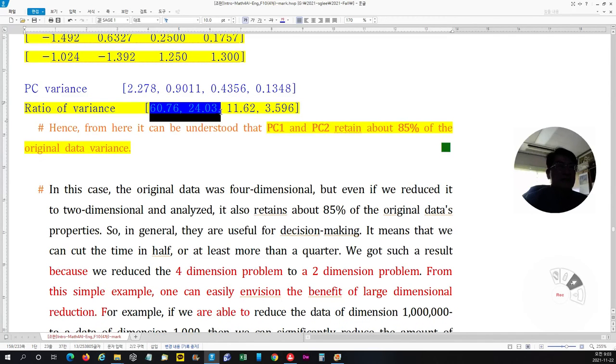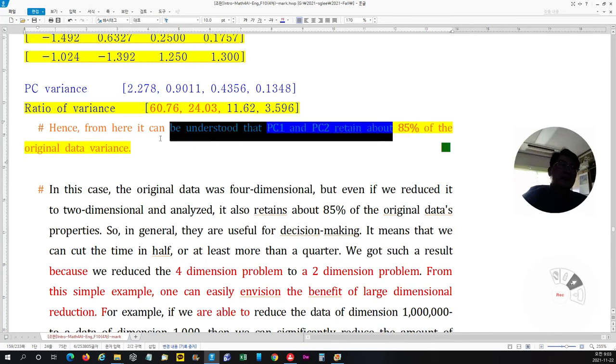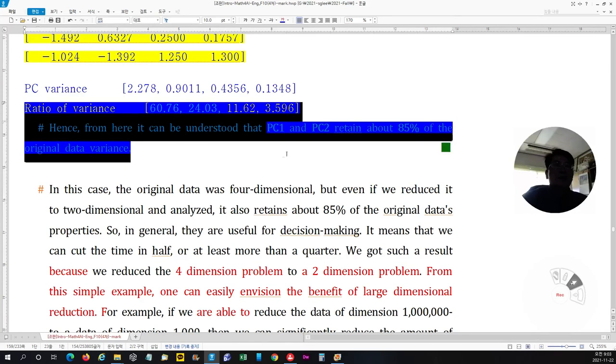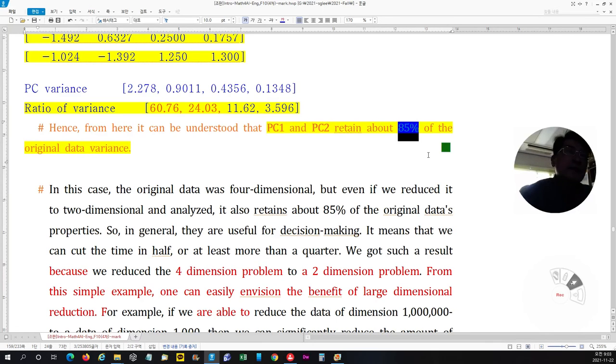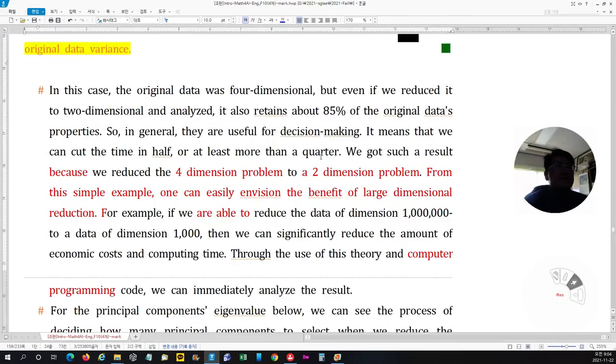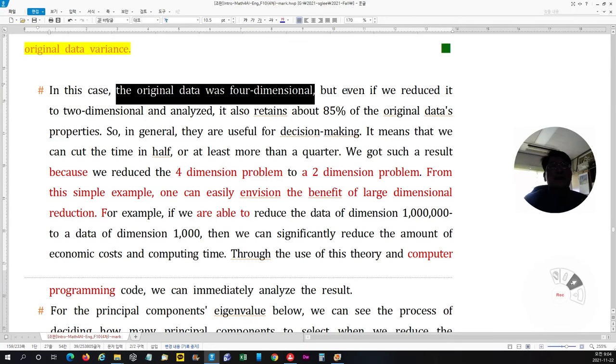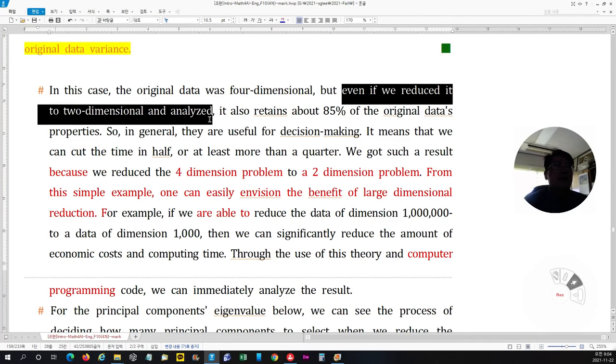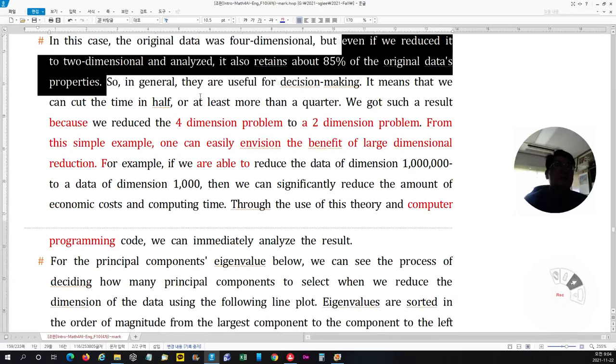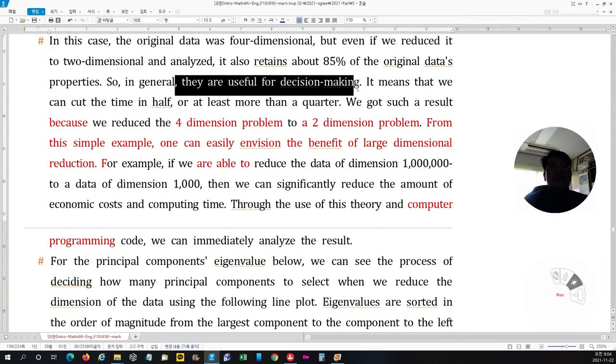Here, what we found was that the first two principal components retain about 85% of the original data's variance. So those PC1 and PC2 will represent the 85% of the whole features. In this case, the original data was four-dimensional. But even if we reduce it to two-dimensional and analyze it, it also retains about 85% of the original data's property. So in general, they are useful for decision making.